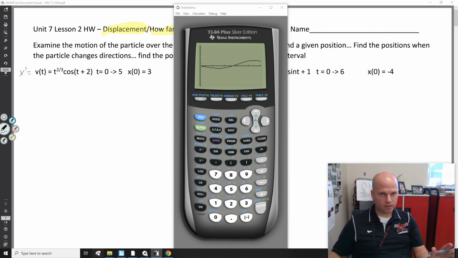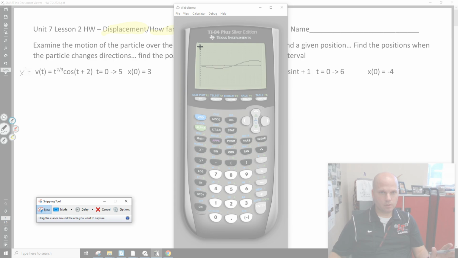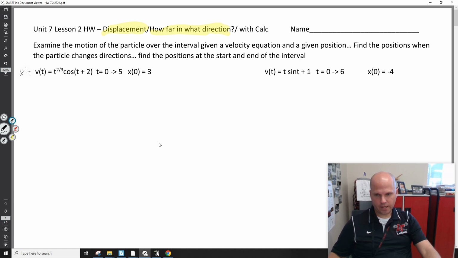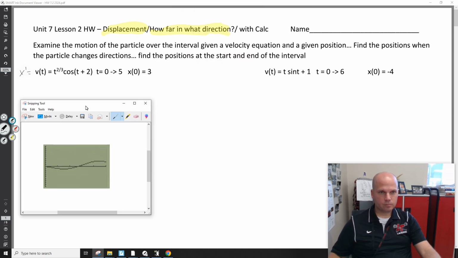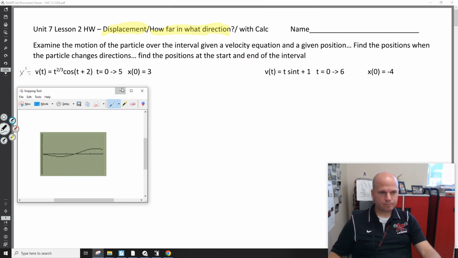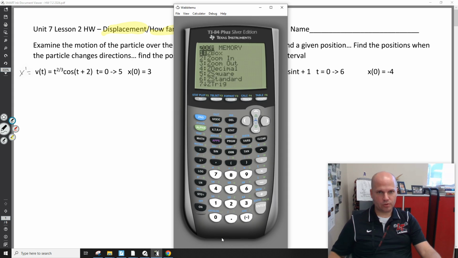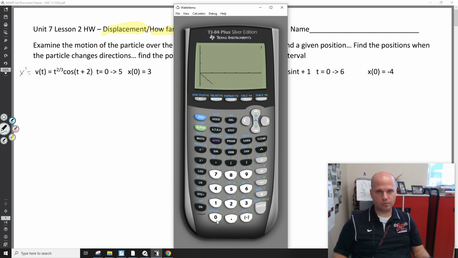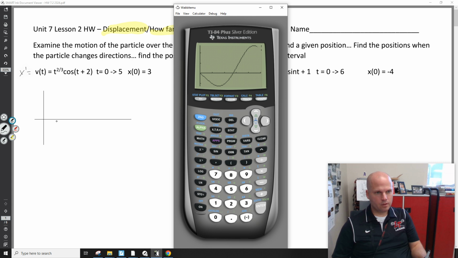Now I'm wondering if I could snip this and put it in here. I can't. So whatever. What does this show? I am going to zoom fit this just so I can see. Remember, zoom 0, zoom fit. What this shows is my velocity is negative until some point. It's positive until the end.